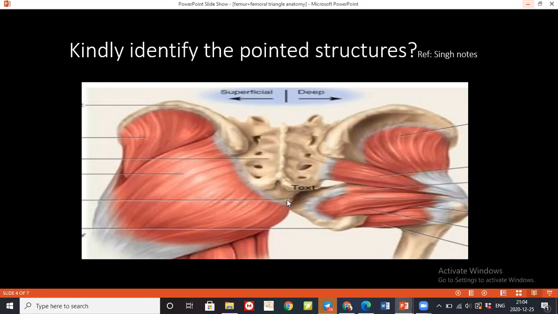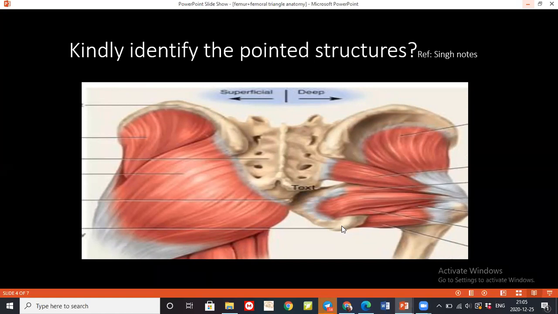Okay. What is this I'm pointing at? Is it coming from the glut? Where is it? Is it part of the sacrum here? I don't know.